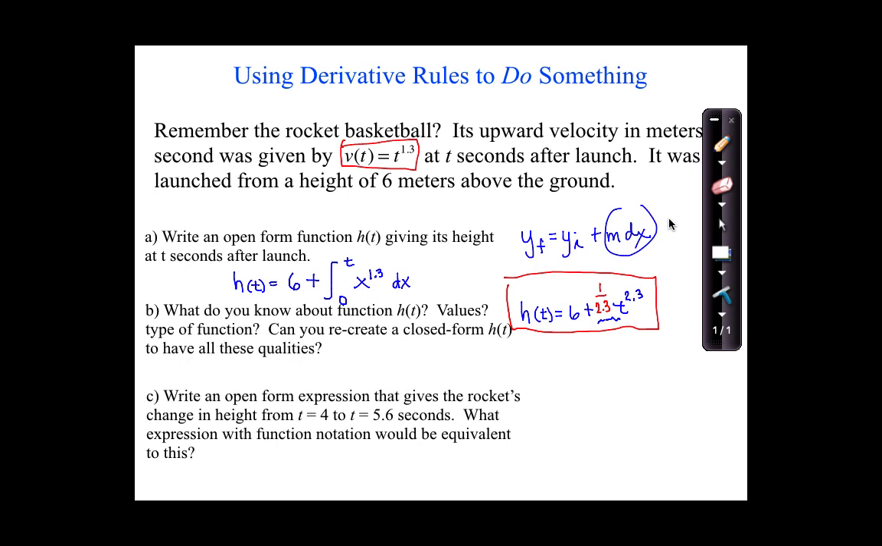All right, so one last question about this scenario, rocket basketball. Write an open form expression that gives the rocket's change in height from time 4 to time 5.6 seconds. And then think about how you could write that in function notation using, well, I won't tell you which function. We have a couple functions on here.